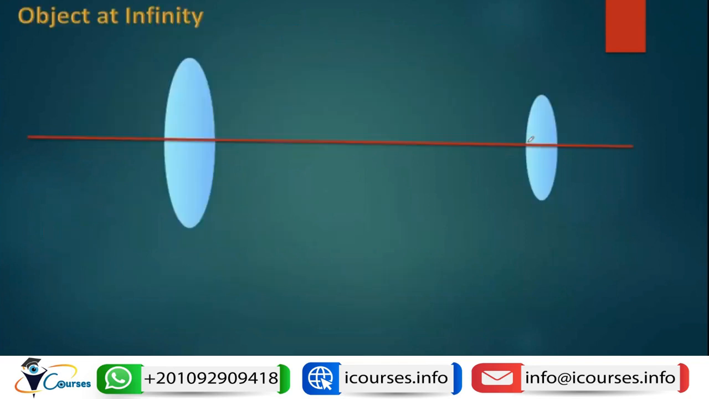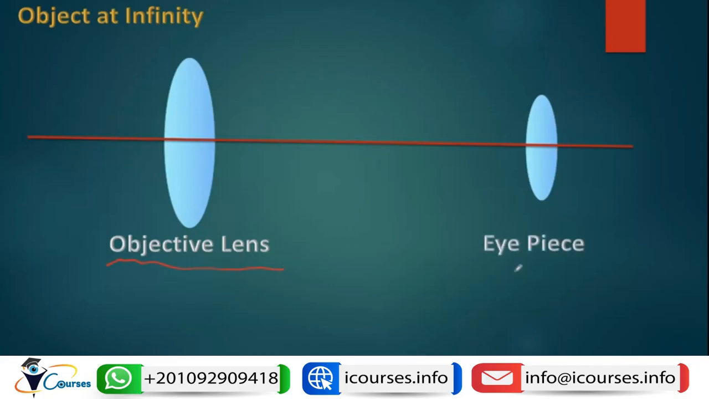So to have a better idea and better imagination of how the telescopes work, all the telescopes are made of two lenses. One lens is directed toward the object which is placed at infinity, and this lens is called the objective lens. And then we have another lens. This lens is toward the eye, so that's why it is called the eyepiece.